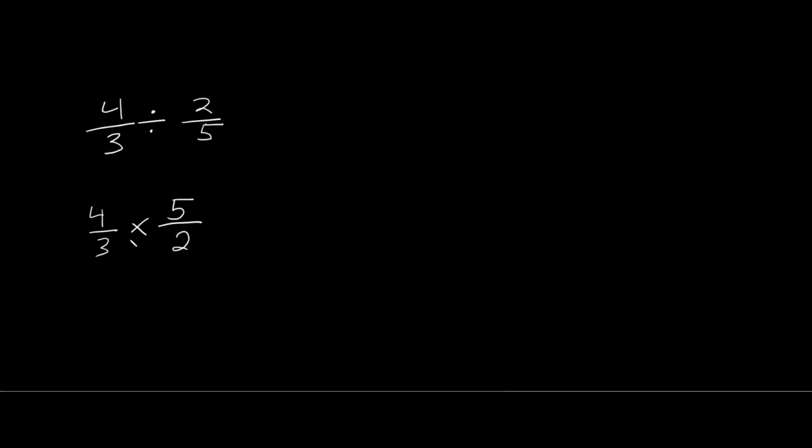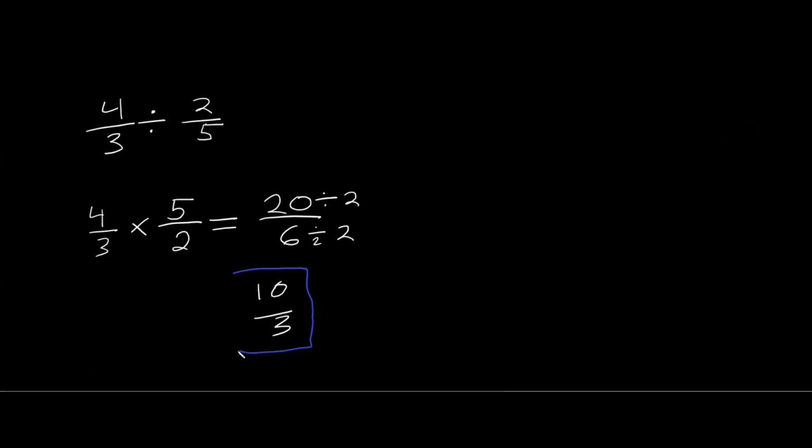And we know how to multiply fractions. We multiply the numerators and denominators separately. So this would be 4 times 5 is 20. And then 3 times 2 is 6. And notice that both these numbers are even, so we can divide them by 2. Divide each by 2. And that is going to give us 10 over 3. And that is our final answer for this problem.